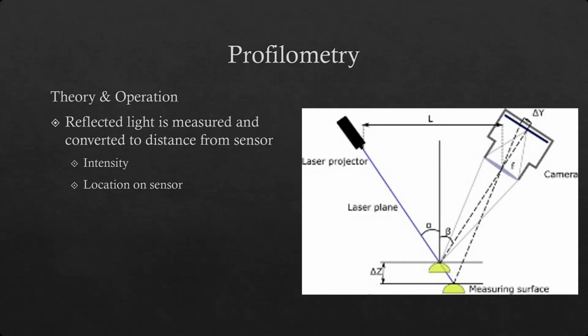So here's that flat surface, like I just showed, and you can see, if light's hitting right here, it's going to go to one part of the sensor. If light is hitting an object further down, it's going to go to another part of the sensor. So that's the location portion. Intensity is based on how reflective the surface is.